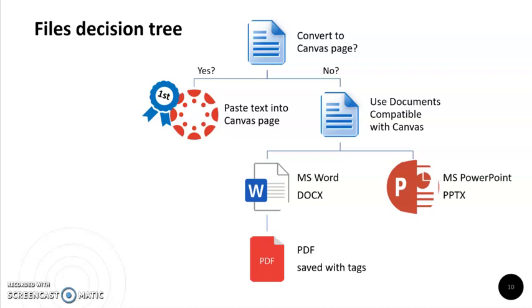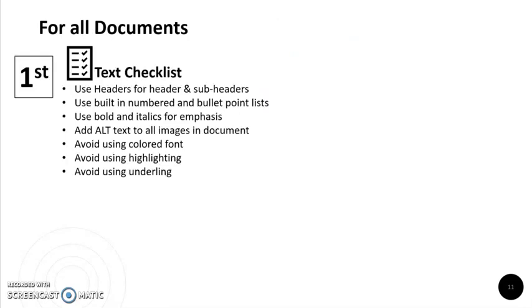Now, for all documents, whether it's Microsoft Word, Microsoft PowerPoint, or a PDF, you've got to think about a couple of different things as you're creating the document. First, you want to go through your text checklist. These are all the same types of things as if you were building the information into a Canvas page. You're just doing it over here in your document. You're using headers and subheaders. You're using the numbered and the bullet point lists. You're using bold and italics for emphasis. You're adding alt text to your images, right? You're making the document accessible as you build it.